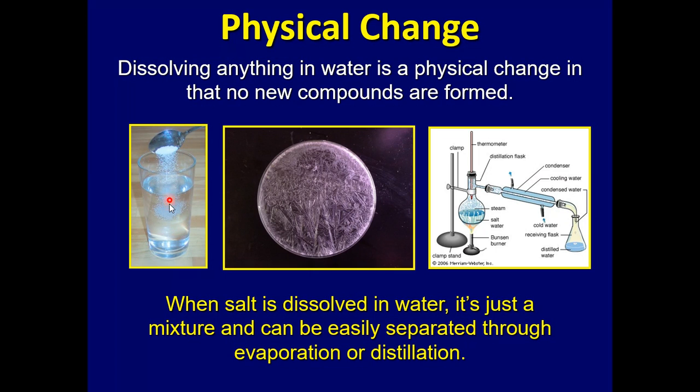When we're dissolving salt in water, because there's no chemical change, we can easily separate them out again. For instance, you can pour salt water into a petri dish like here, allow the water to evaporate, and you're left with the salt crystals. Or we could distill salt water. We talked about that before, where you can heat salt water and the water will turn into steam, and then we allow it to cool and condense into distilled water.